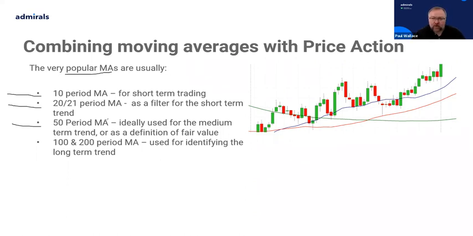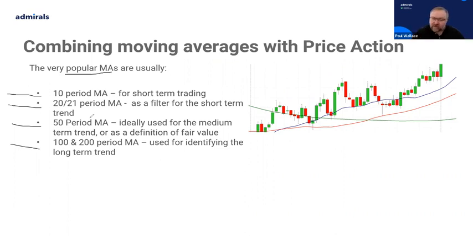And I will look at that more in depth as we go through the slides. And then a longer-term period moving average, 100-period, 200-period, that I use for identifying the long-term trend. As I said, there are lots of different ones you can use. You can refine that to your heart's content, but generally I tend to use the 20, 50, and the 200. They are pretty standard.